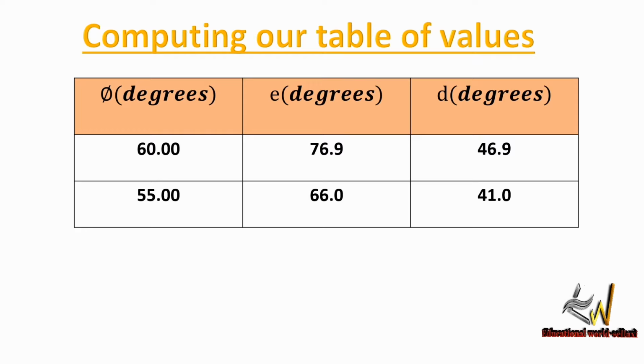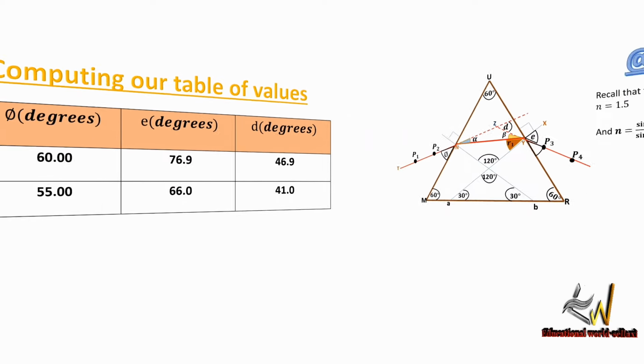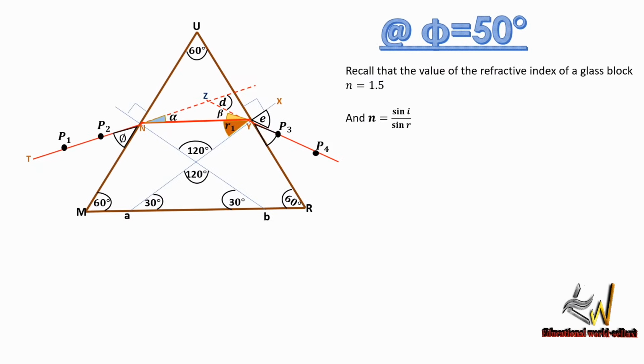Computing our table of values, we now have that when phi is equal to 55 degrees, the angle of emergence is 66 degrees, and the angle of deviation is 41 degrees. Very important. So we now move over. When phi is now equal to 50 degrees, the same procedure follows suit here.